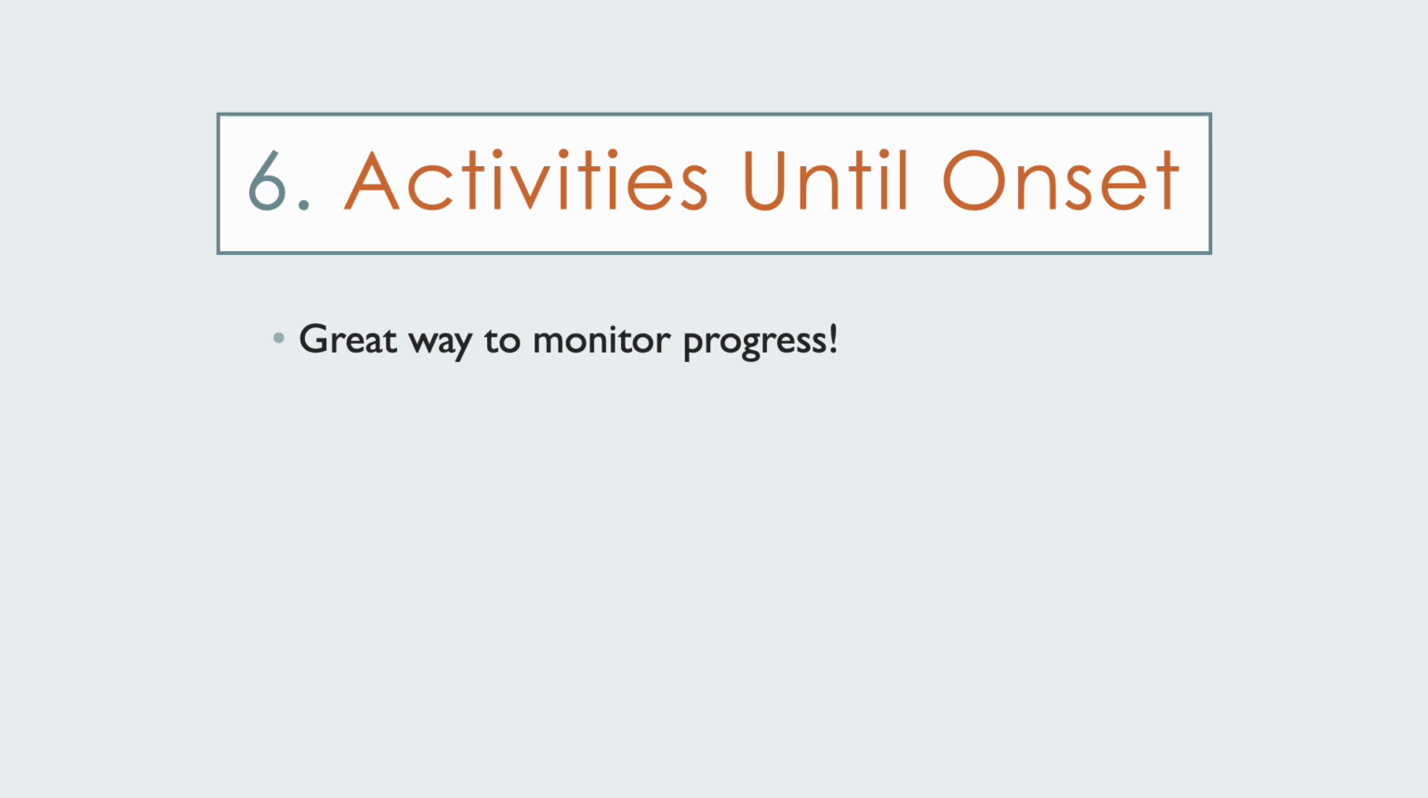Finally, activities until onset of pain is a great way to monitor treatment progress. For example, you can have the same character of pain in the same location, but now it starts after walking for 5 kilometers instead of walking for half a kilometer. That's great progress.